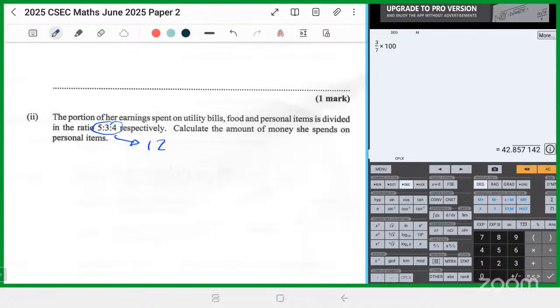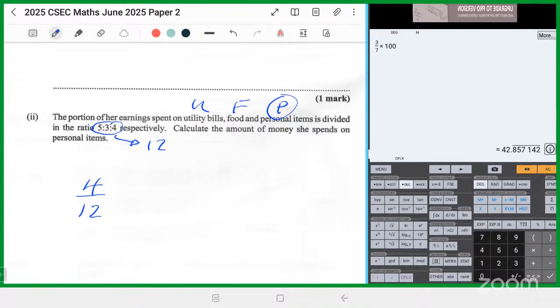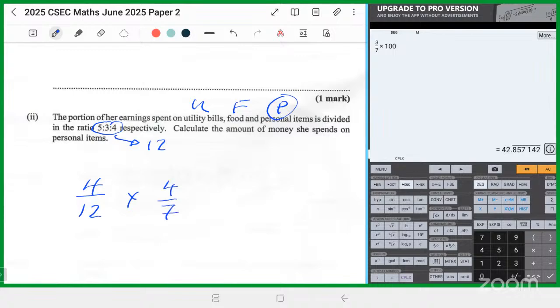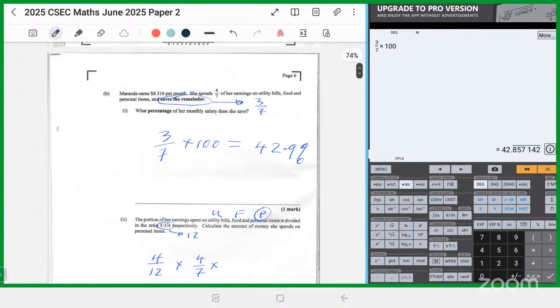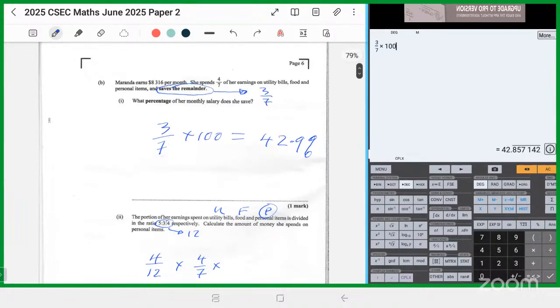And it says calculate the amount of money spent on personal items. Utilities, food, personal items: personal items comes third, so it's 4 of 12. So it's 4/12 times the amount that she spent on these things, which was 4/7 of the total, 8316.